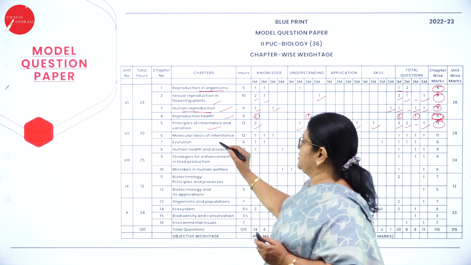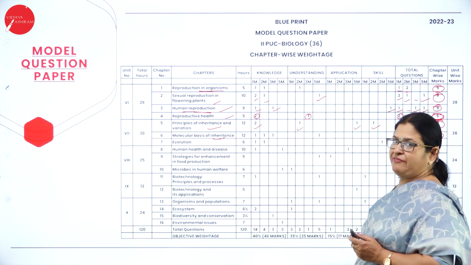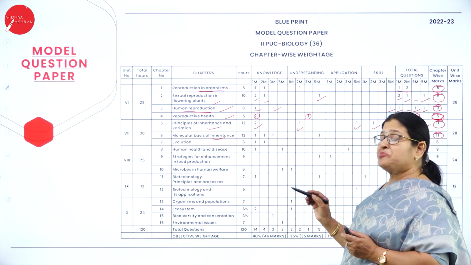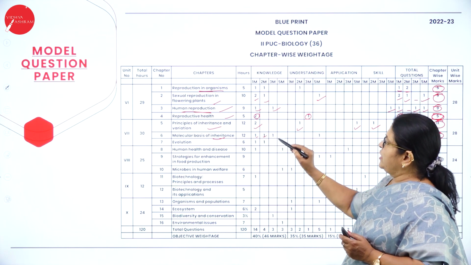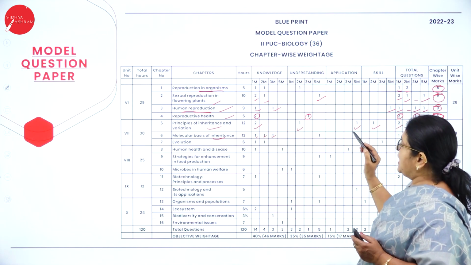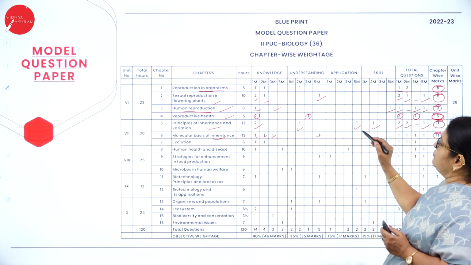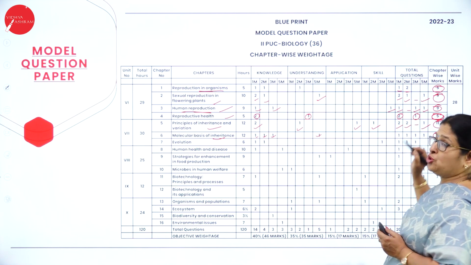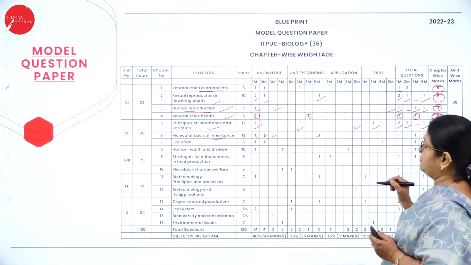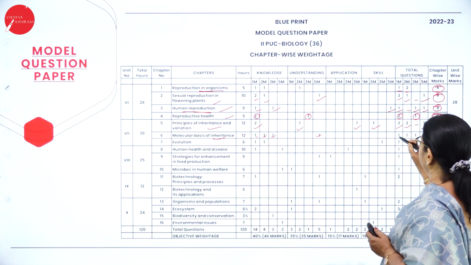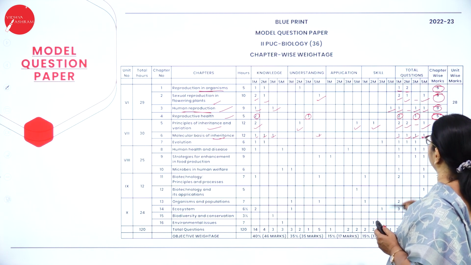Moving on to the next chapter called molecular basis of inheritance, which has a weightage of 11 marks. Here knowledge based questions you'll have for 1 marker question 1, 2 marker question 1 and 3 marker question 1. Understanding for 5 marker question you'll have 1 question. You have none of the questions for application and skill. So totally how many questions are going to appear from this particular chapter? You have 1 marker question 1, 2 marker question 1, 3 marker question 1 and 5 marker question 1.